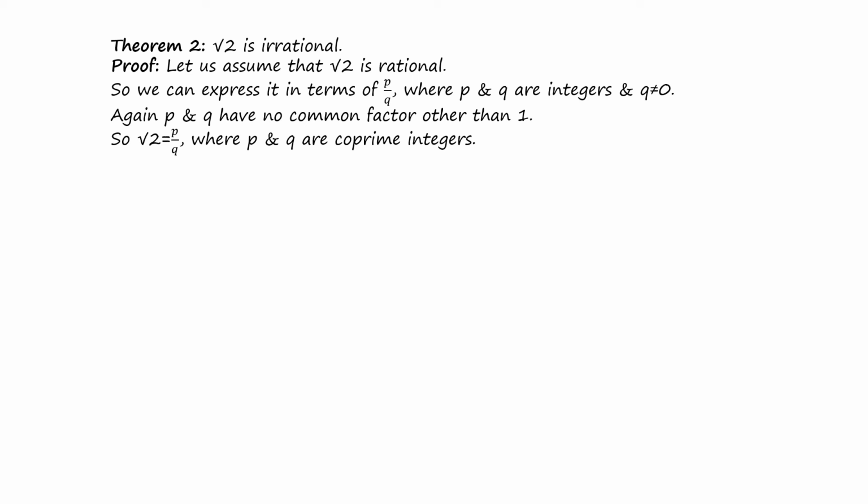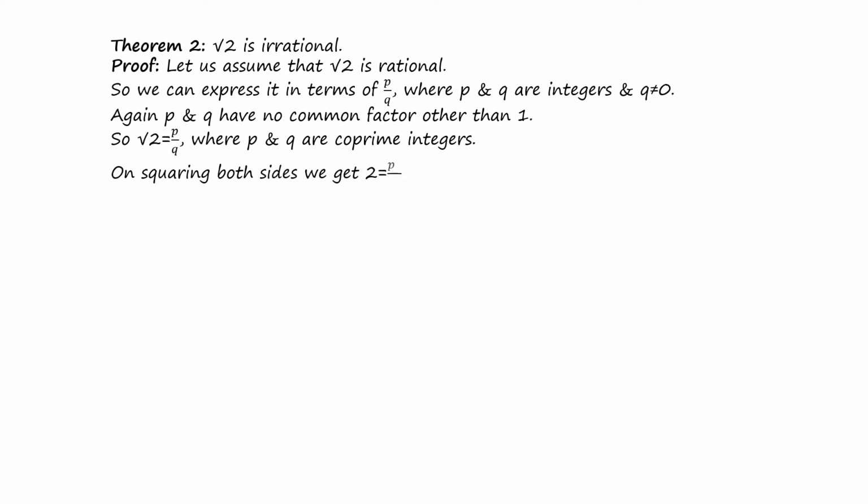Now let us understand in detail. We have assumed √2 is a rational number. So we are expressing root 2 in terms of p and q. Root 2 equals p by q. So it is quite clear, since root 2 equals p by q, there is no common factor between p and q other than 1. Therefore, p and q can be called co-prime integers.